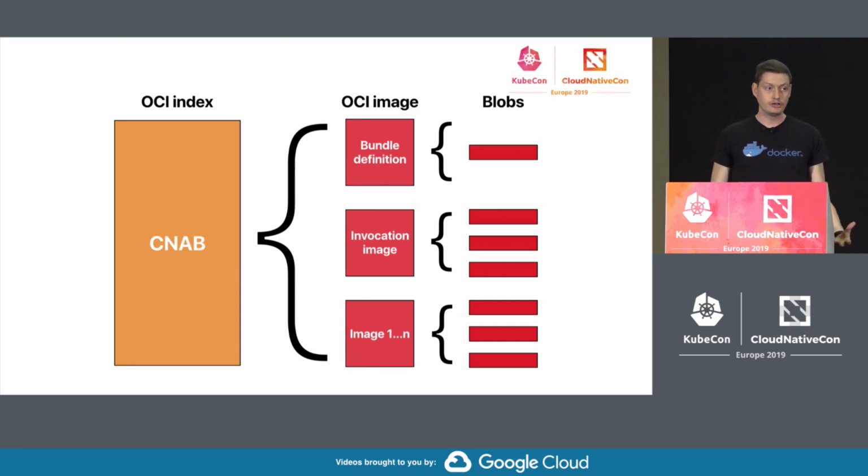So this is what we basically did for CNABs, is we store the bundle definition as a blob. We then store the invocation image, and then the 0 to n images that are required by the application. That's all then stored inside what's called an OCI index, which is basically just a list of manifests. I left out one step. We actually support multi-arch, which means that you can have the OCI index. The root one is referencing lists of indexes themselves, because originally the OCI index was developed for multi-arch. So the idea of you can have a Python image that works on Windows, Linux, ARM, AMD, etc.